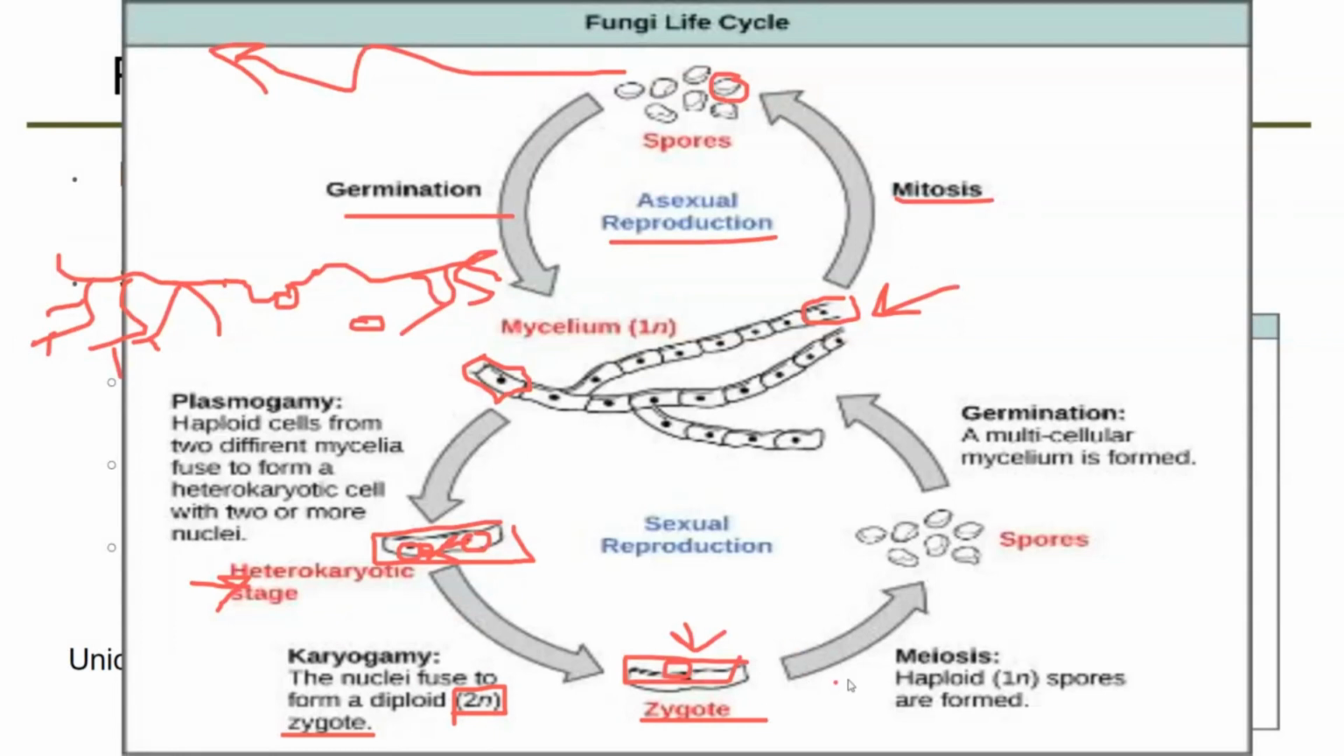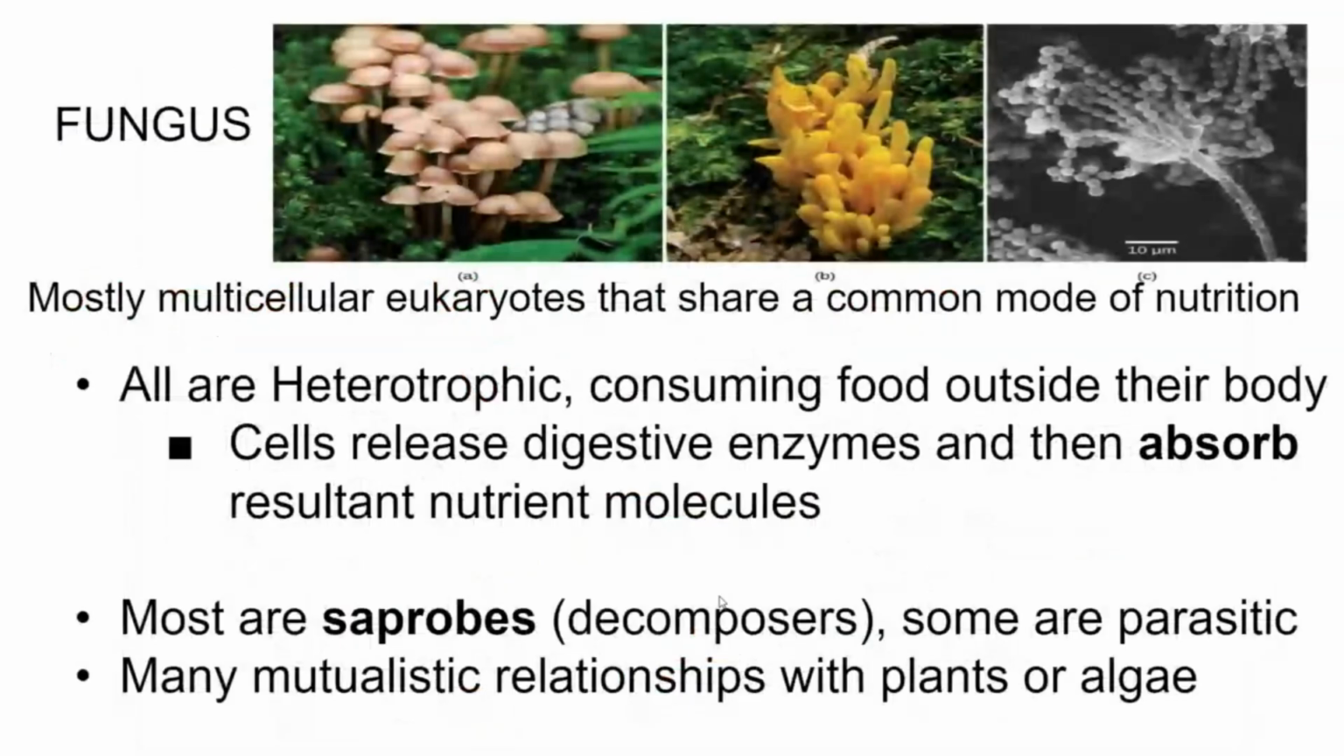It is a zygote. That will have to undergo meiosis, and that will form into spores, which will then germinate just like the asexual spores did. But these will be genetically unique. This is a form of sexual reproduction. So most fungi can go through both sexual and asexual reproduction depending on the conditions.